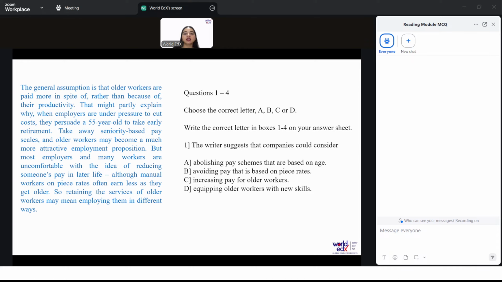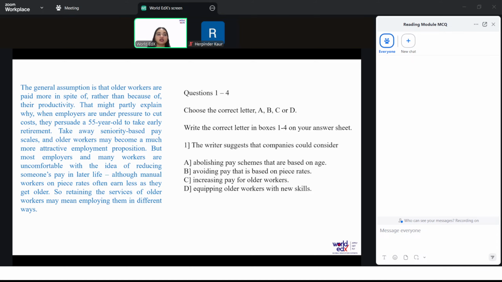So it says the writer suggests that companies could consider abolishing pay schemes that are based on age, avoiding pay that is based on piece rate. The next is increasing pay for older workers and equipping older workers with new skills. So there are 4 options that you have to select one from.